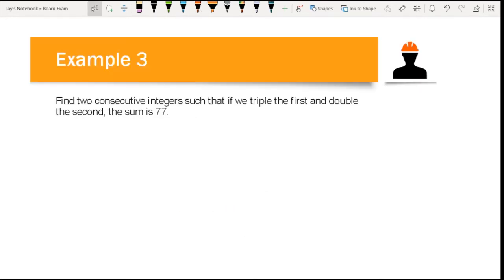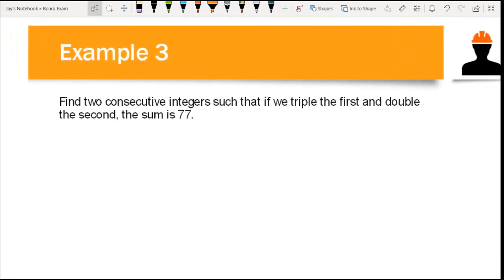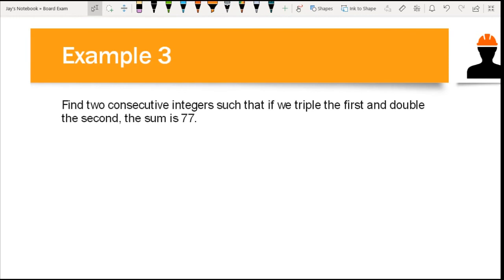And then for our last and third example, we are asked for two consecutive integers such that if we triple the first and double the second, the sum is 77. Okay? So that means if we have two consecutive integers, it is neither odd nor even. So we have x as our first number, and then x plus 1, this is our second number. Now take note, we are not dealing here with odd or even integers.